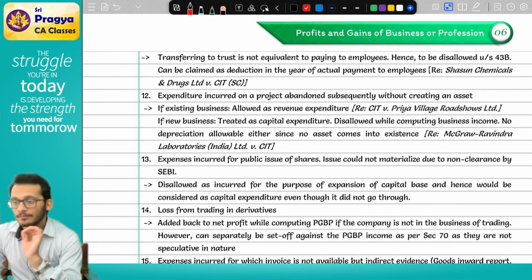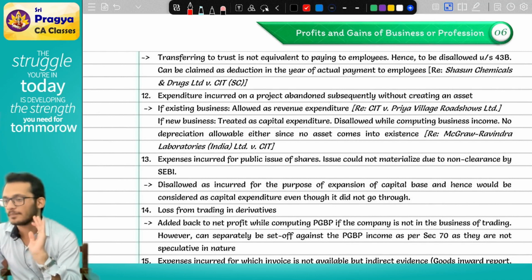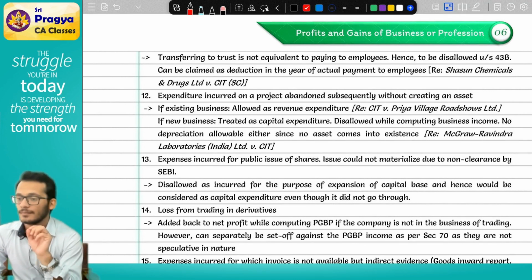In that case, what to do? Now, everyone in the market only knew about Priya Village roadshows. They said revenue expenditure, claimed it off. They did not use their head. Understand, is your company there? Not there. Is your company there? Not there. The company is not there.